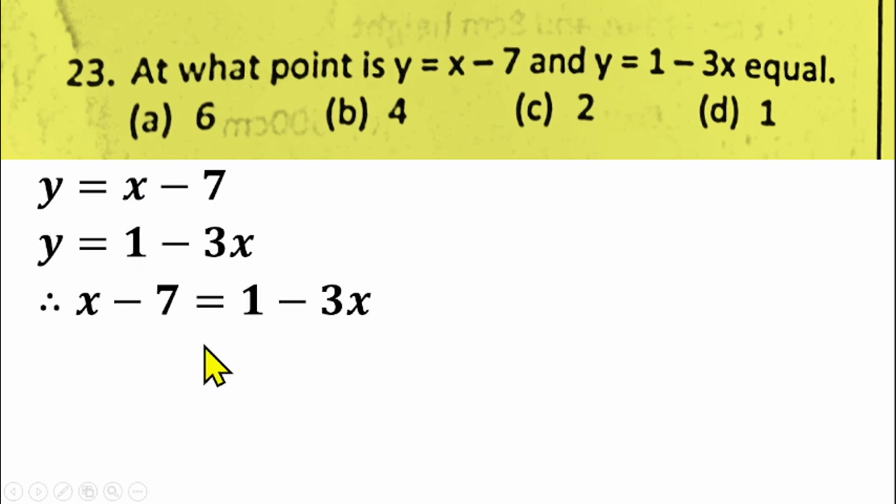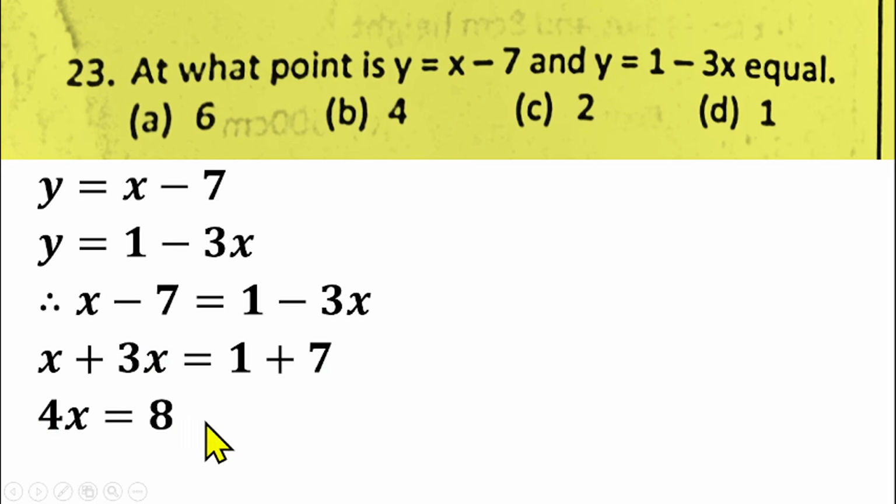So from there you can find the value of our x by collecting the like terms. If I collect like terms, I'll have x plus 3x equals to 1 plus 7. That will give us 4x equals to 8. x will be equal to 2, which is option C.